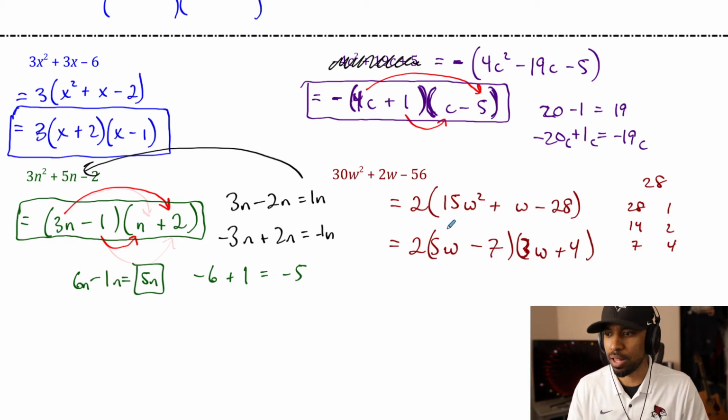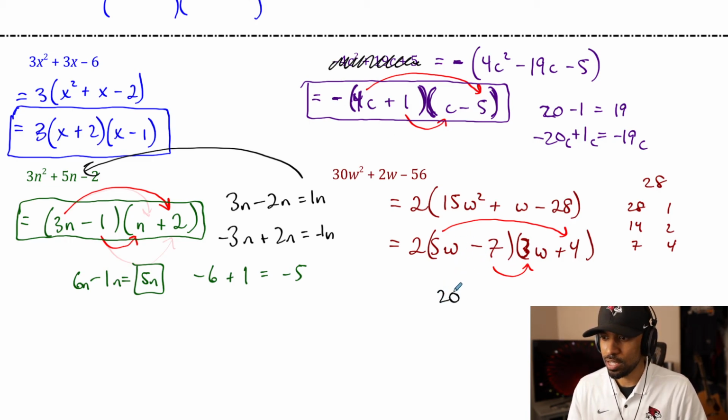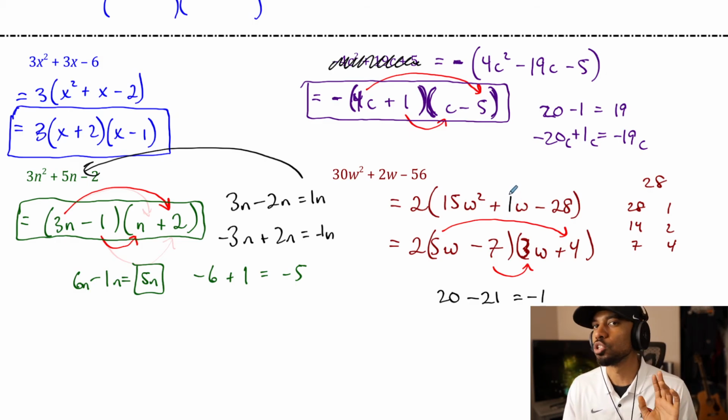So what am I trying to multiply? 5 times 4 and -7 times 3. 5 times 4 is 20. -7 times 3 is -21. 20 minus 21 is -1. What do we need? We need a positive 1, so we're really close.